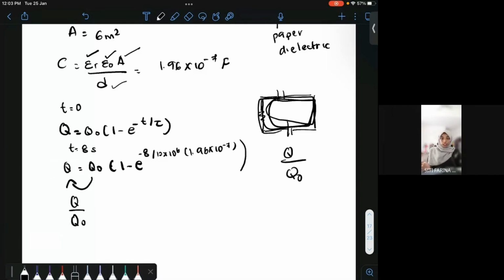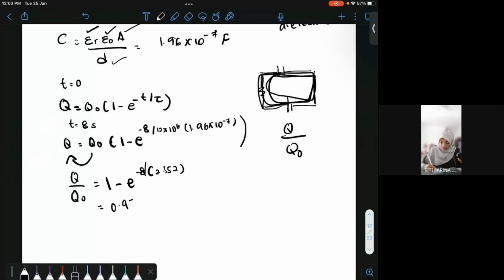Kita nak ratio dia. Okay, kita nak ratio dia. So awak tak payah substitute nilai Q0 ini, sebab kalau awak substitute, term Q0 itu hilang. Right? 1 minus exponent negative 8 over 12 exponent 6 times with 1.96 exponent negative 7. Itu 2.352. And then you press your calculator, you should get your answer. Such as this much. Okay.